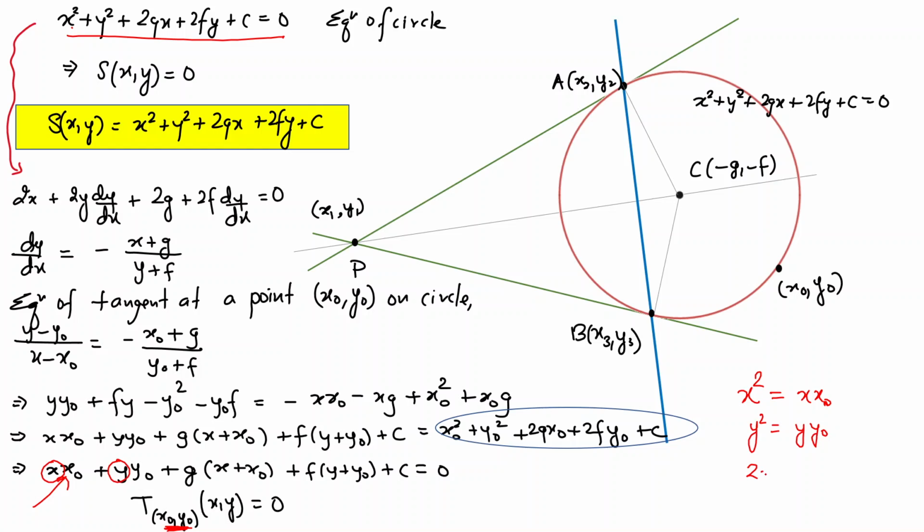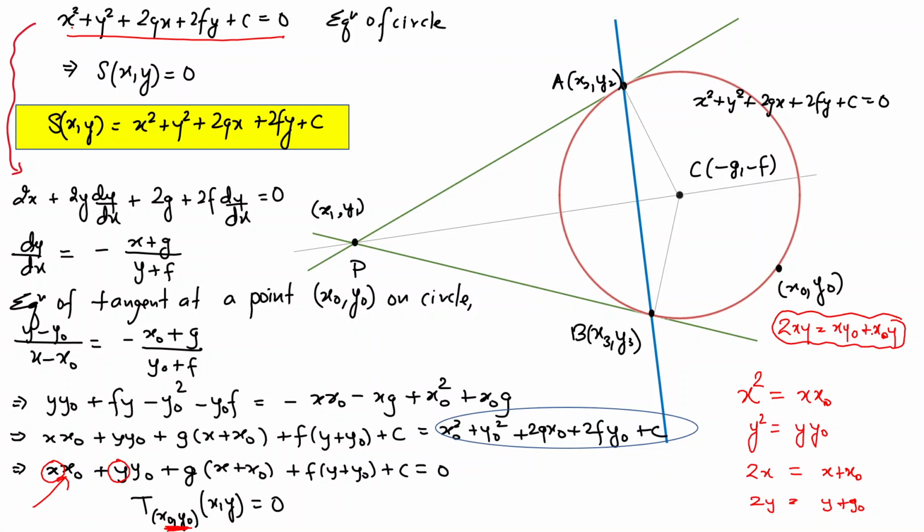2x. If there is an x, you can always generate a 2x there by dividing and multiplying by 2. And 2x has been transformed as x plus x0, and 2y has transformed as y plus y0. And that's it, these terms. If there would have been an xy term, you could have made it 2xy and transformed it as xy0 plus x0y. How do I know that this kind of transformation is happening?